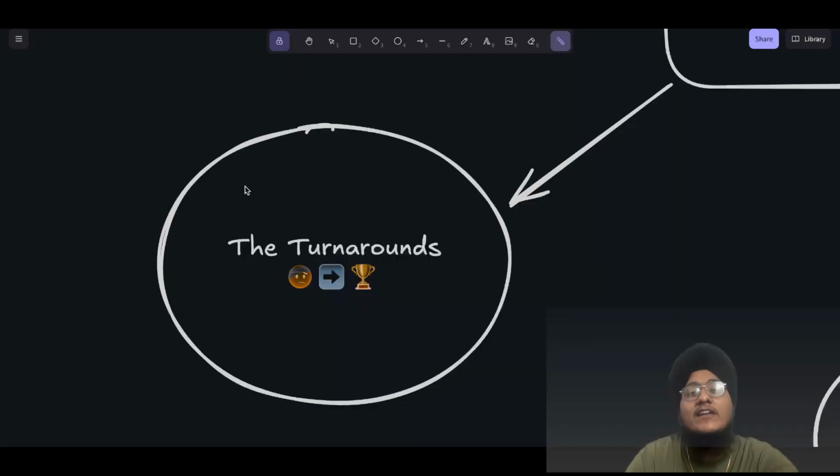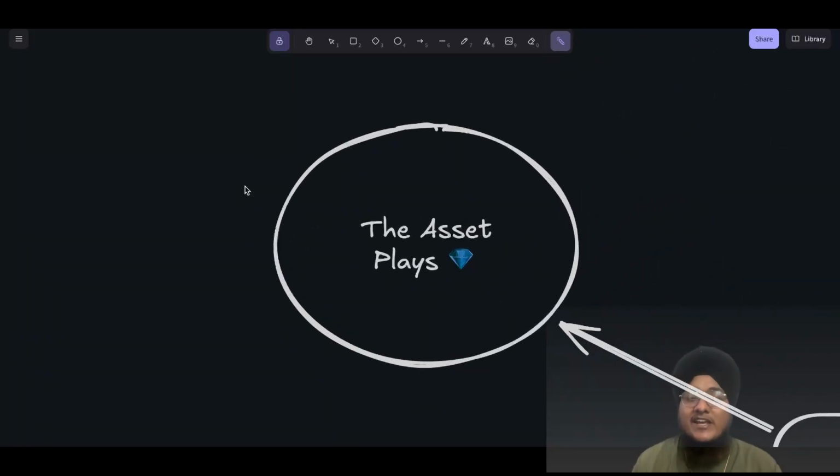Moving on to the final category, the asset plays. See, these are the companies who have a large amount of assets under them. Maybe cash, maybe real estate, maybe patents, maybe a beautiful product, but are a bit overlooked by the market. These usually rise because they have something solid under them. So always look out for this.